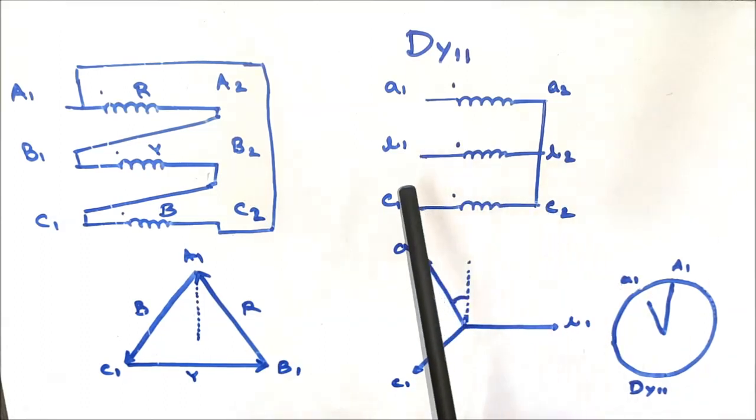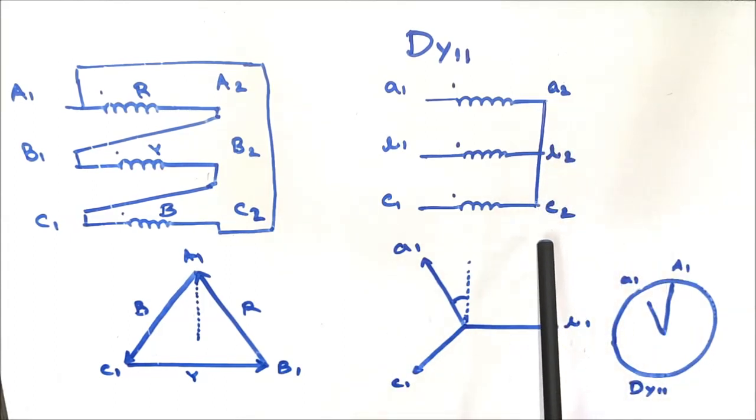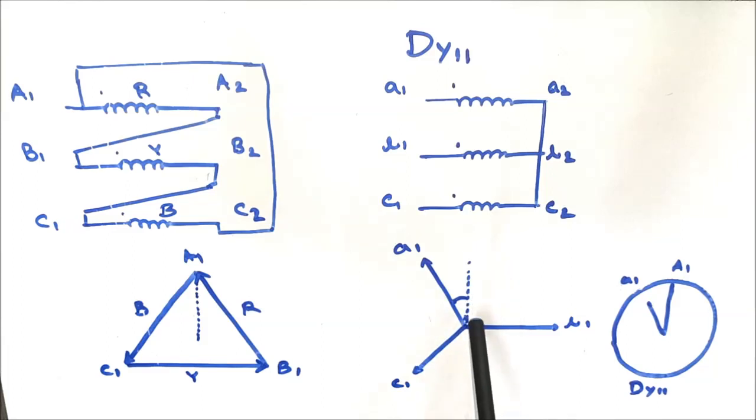A1, B1, C1 are the connection terminals, and A2, B2, C2 are shorted to form the star formation in the LV side winding. So the phasor diagram shows A1, B1, C1 as the connection terminals, and A2, B2, C2 shorted together to form the star connection. From the star point, if I draw a straight line towards the 12 o'clock or 0 o'clock position, you can see there is a 30-degree phase shift from 12 o'clock.